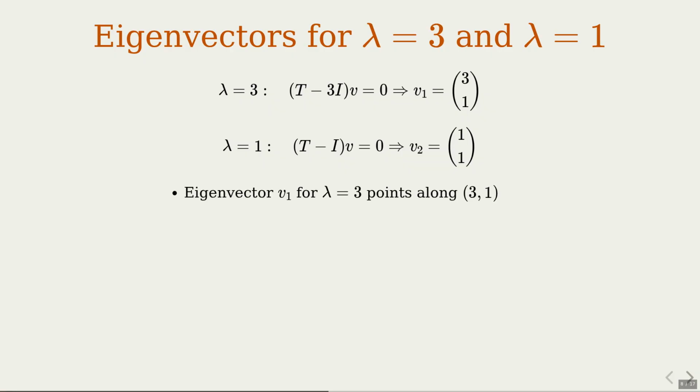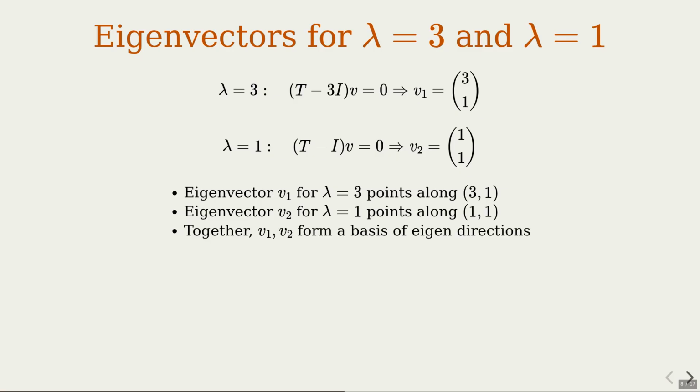Along this direction, the matrix simply multiplies by 3 each step, with no rotation or mixing. Along the diagonal direction, the matrix leaves the vector length alone, since the eigenvalue is 1. That means any state vector can be written as a combination of these two special directions. Since the eigenvectors form a basis, we can now build a matrix that changes coordinates into this convenient frame.